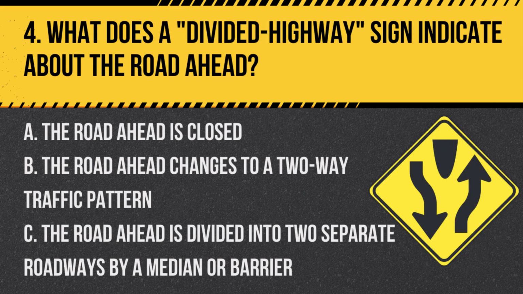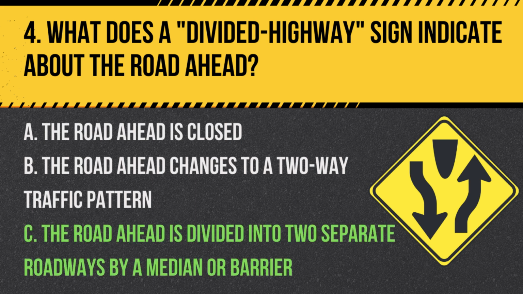Question 4. What does a divided highway sign indicate about the road ahead? A. The road ahead is closed. B. The road ahead changes to a two-way traffic pattern. C. The road ahead is divided into two separate roadways by a median or barrier.